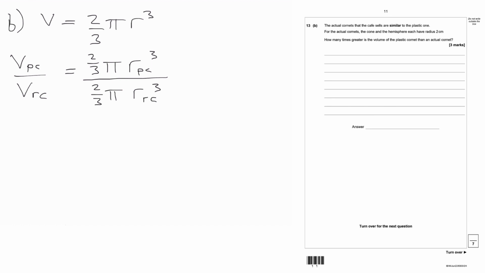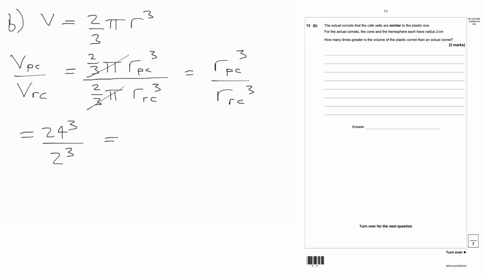Now, we can just cancel out the 2/3 pi as it occurs on top and bottom. So we can get rid of this. And now it's just the ratio between the radius of the plastic cone cubed and the radius of the real cone cubed. So let's put those values in. The plastic cone had a radius of 24 centimeters. Sorry, apologies, it had a radius of 24. So that's going to be 24 cubed over the radius of the real cone, which is 2, so 2 cubed. As this is a ratio, I'm not bothering with the units because the units in both cases were centimeters, so they're just going to cancel out. So we can leave it like this.